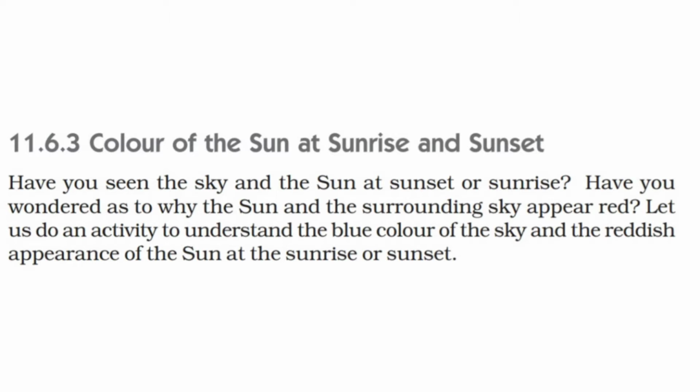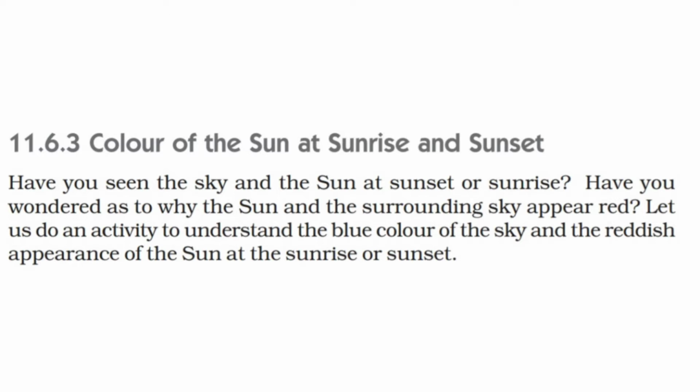Why do the sun and the surrounding sky appear red? Because of the scattering of white light, which has seven colors, VIBGYOR. It is the formation of a rainbow in the sky. In VIBGYOR there are two kinds of colors: light colors have short wavelengths, and dark colors have large wavelengths.